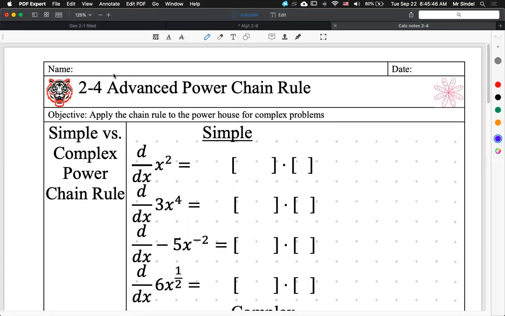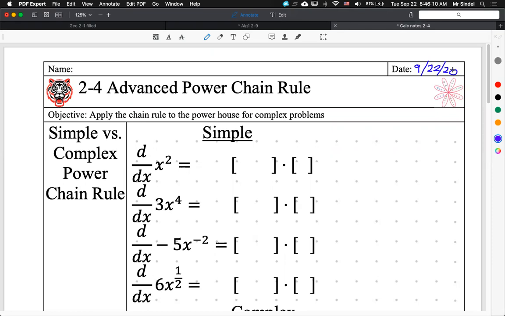All right, here we are, AP Calculus, Lesson 2-4, Advanced Power Chain Rule. Today's date is Tuesday, September 22nd, 2020. Our objective today is to do what, Fiona? Apply the chain rule to the powerhouse for complex problems. There it is, yeah.